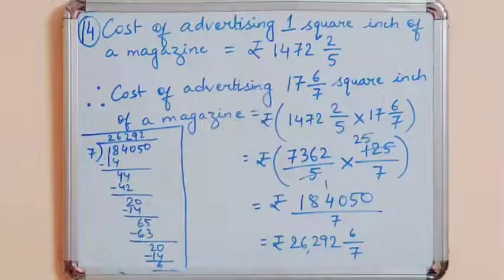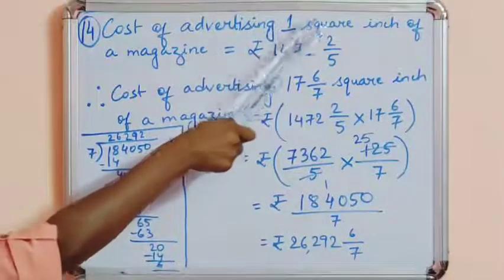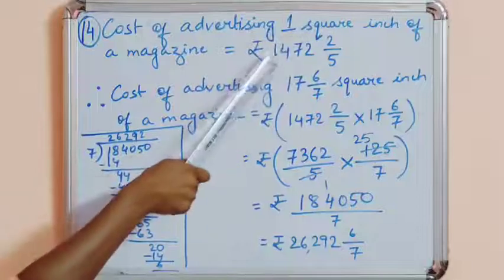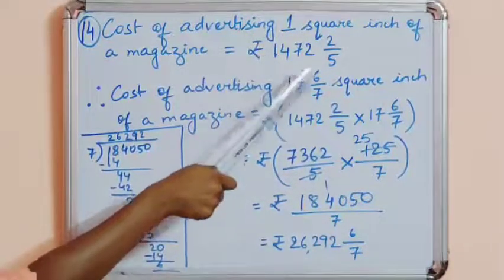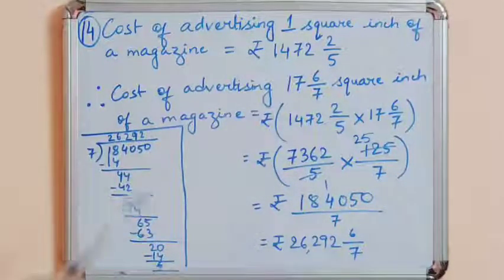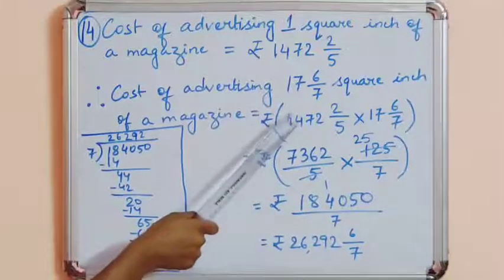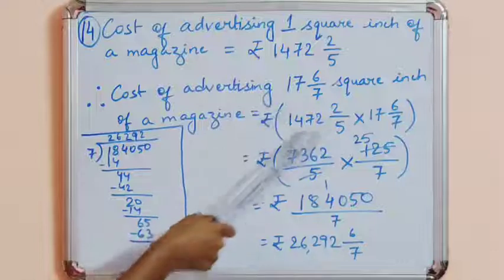Why are we multiplying? Because here 1 square inch, the cost of 1 square inch was this much. So the cost of 17 6/7 will definitely be more than this number. That is why we are multiplying. So this will be the product of these two numbers.